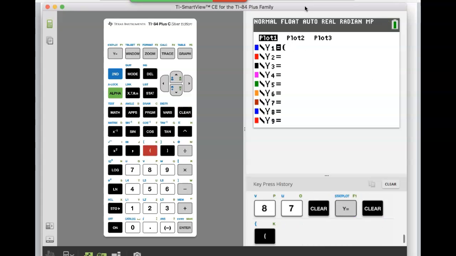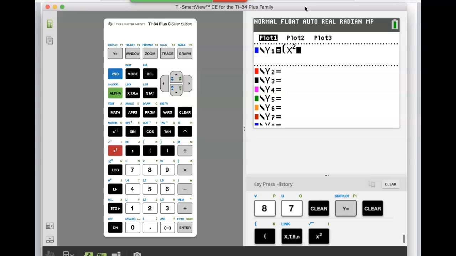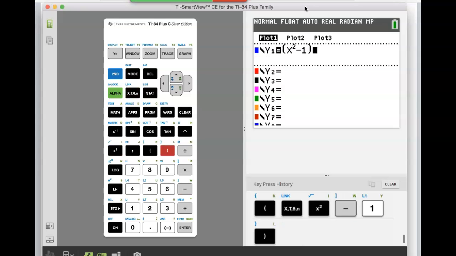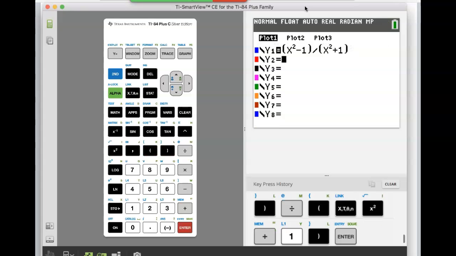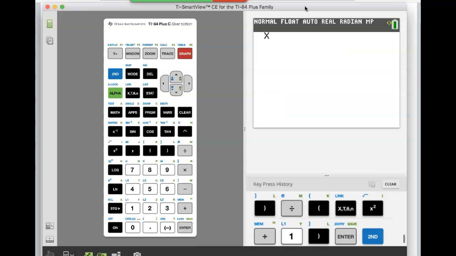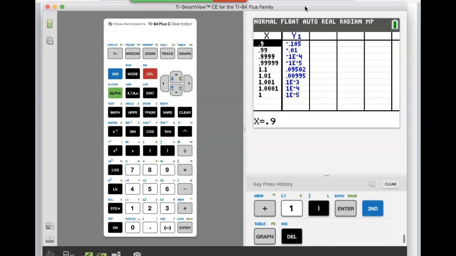We're going to go into y1. We're going to do open parentheses, x squared minus 1, divided by open parentheses, x squared plus 1. We're going to go to our table. I'm just going to delete out anything in there.